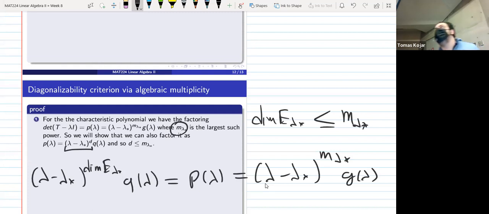Yes, question. When I say the largest, if it's not the largest, divide again. Oh, because Q lambda, so how do you say this?